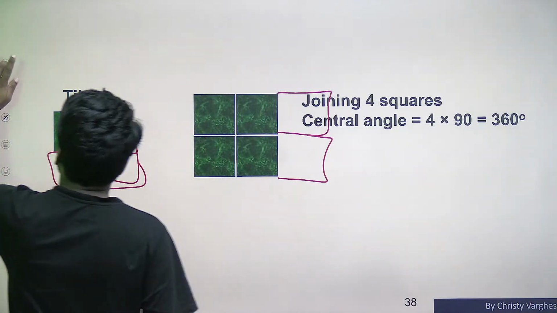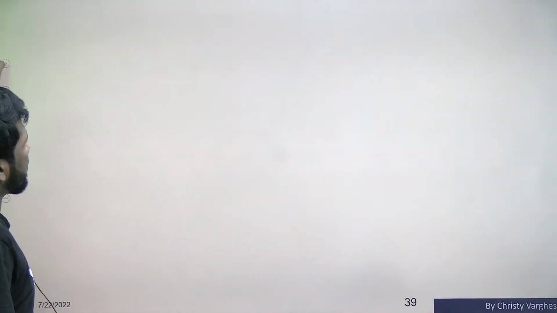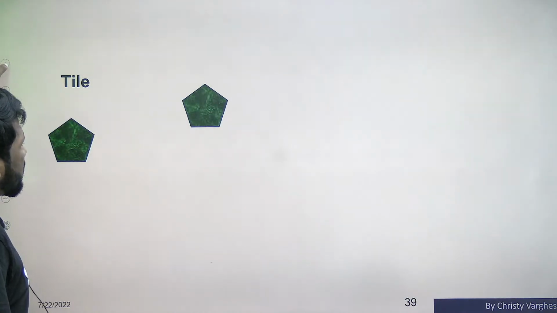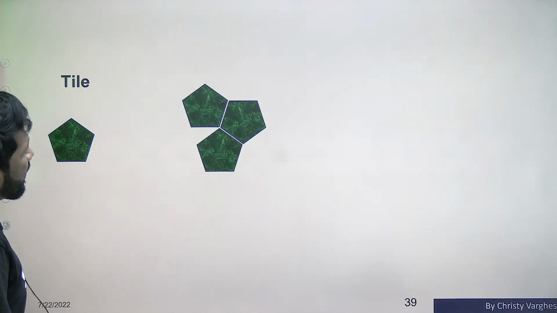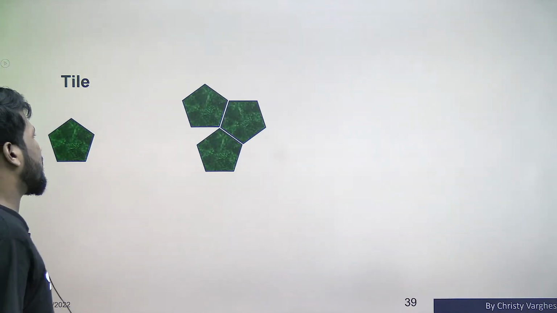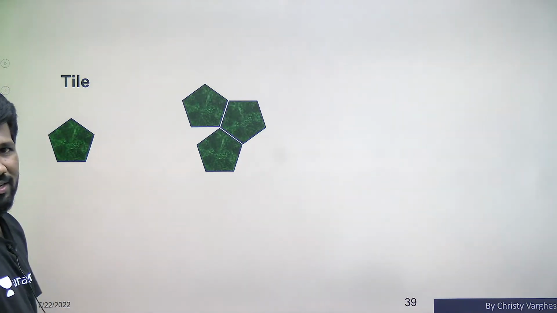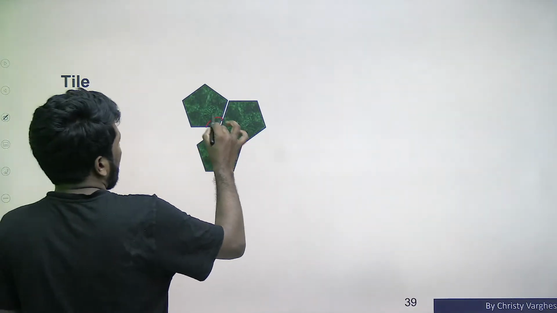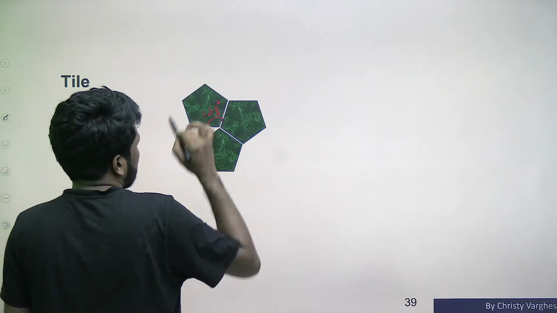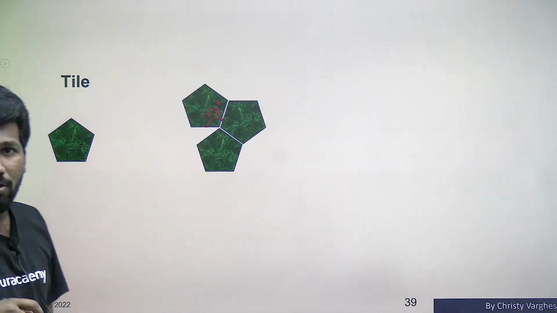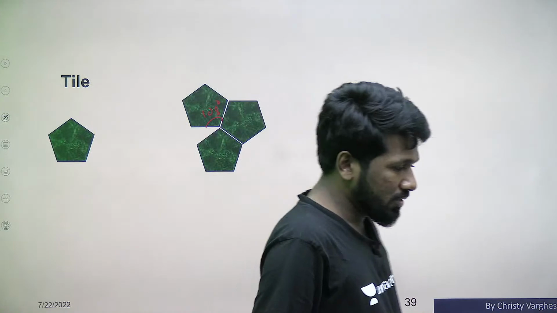Now, if it is not a factor of 360, what is the problem? We will discuss with the third option. The third option is saying regular pentagon. If we do tiling with a regular pentagon, the tiling will look like this. The angle of a regular pentagon is 108 degrees. We discussed this in the last class.